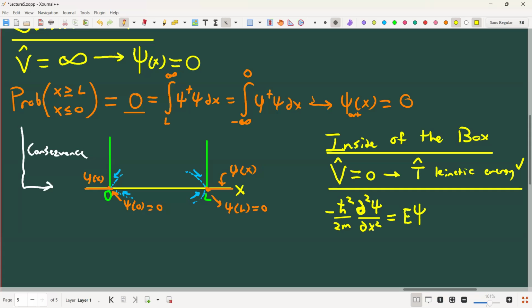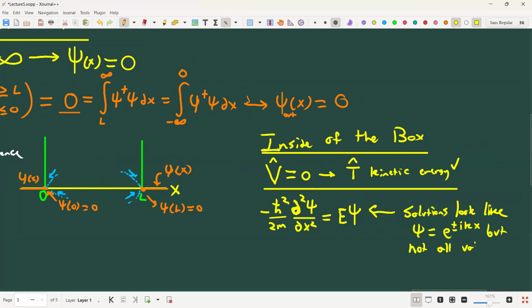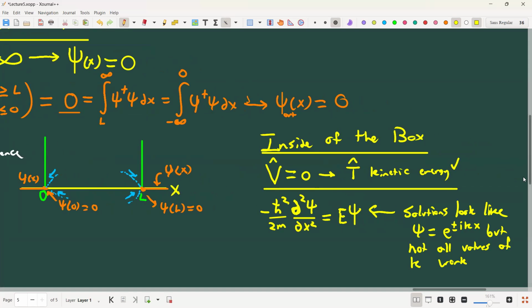So we could write down e to the ikx. But the problem is that I just explained, not every e to the ikx satisfies the boundary condition. For instance, let me just copy this so I don't overwrite it. So the solutions here are the same. So they look like psi equal to e to the plus or minus ikx, but not all k's work. Let me show you what I mean by that.